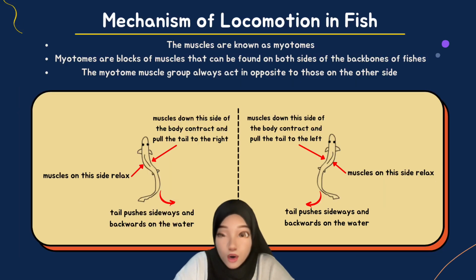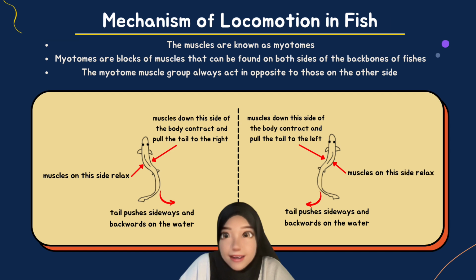Muscles involved in the locomotion of fish are known as myotomes. Myotomes are blocks of muscles that can be found on both sides of the backbone of fish. The myotome muscle groups always act in opposition to those on the other side. When the muscle contracts on one side, muscles on the other side will relax. When the fish swims, they curve their body sideways. Muscles along this side of the body contract, and the tail is pulled to the side, and the front part of the fish is pulled to the other side.